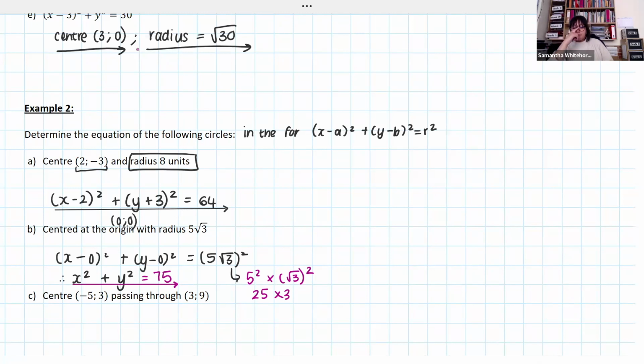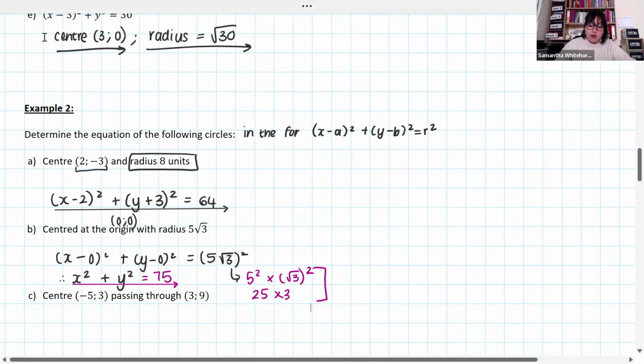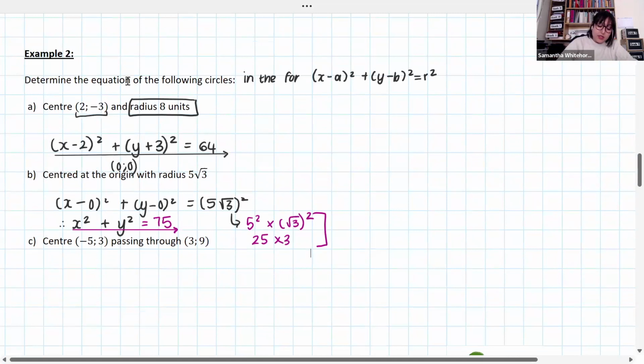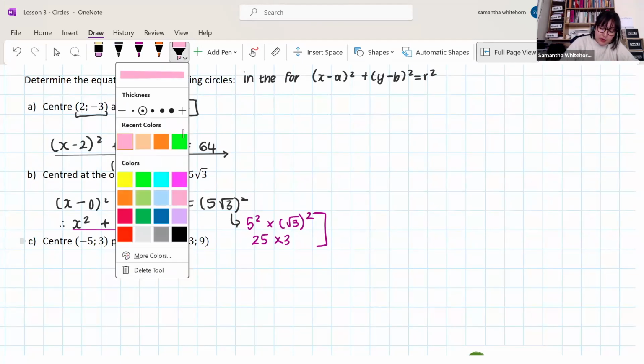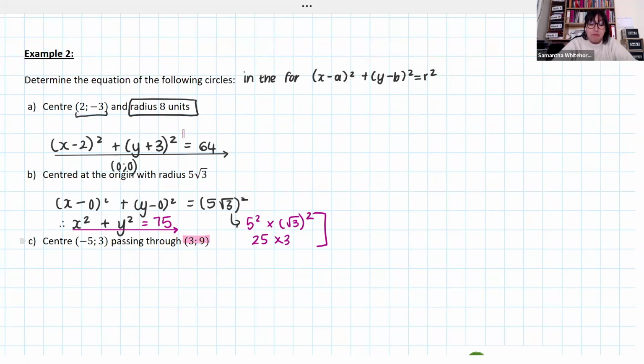So again, you do not need to show what I've done in purple. You just do it on your calculator. But always remember that you need to be squaring your radius. Okay, so those are nice and straightforward, taking information that we have, and off we go. Question C is a little trickier because it's not giving us any information about our radius, but it is telling us that the circle passes through a point which is 3, 9.